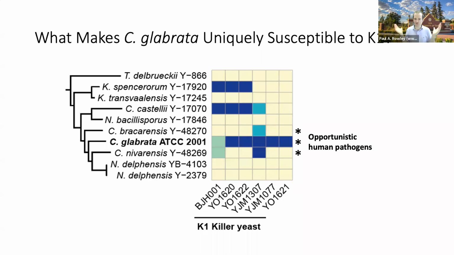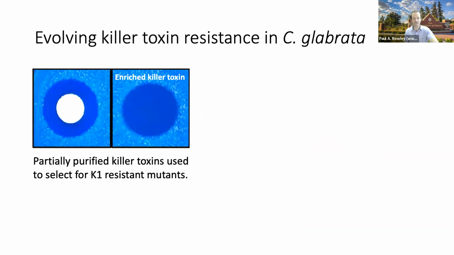So it's definitely intriguing as to why Candida glabrata is uniquely susceptible to killer toxins. And so the question, of course, is: can glabrata ever become resistant to K1 as a killer toxin? Microbiologists and evolutionary biologists know that life tends to find a way to circumnavigate any kind of problem, and that's something we wanted to test. Does glabrata have the ability to evolve resistance to K1? Now we've got the tools: we have the purified killer toxins, we have identified the killer toxin, we know that it's K1.